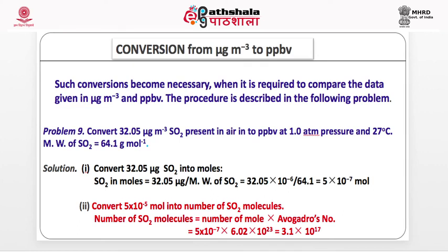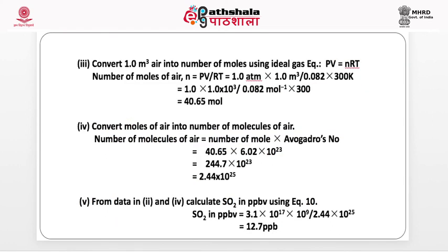Convert, for example, 32.05 microgram per meter cube SO2 present in air into ppm at 1.0 atmosphere pressure, 27 degrees. This has to be converted. SO2 in moles equals mass divided by molecular weight. And convert this into the number of SO2 molecules. How will you convert to number of molecules? By multiplying by Avogadro's number: moles into Avogadro's number gives the number of molecules. Next, convert 1 meter cube of air into the number of moles using the ideal gas equation, PV equal to nRT. This conversion is slightly involved.